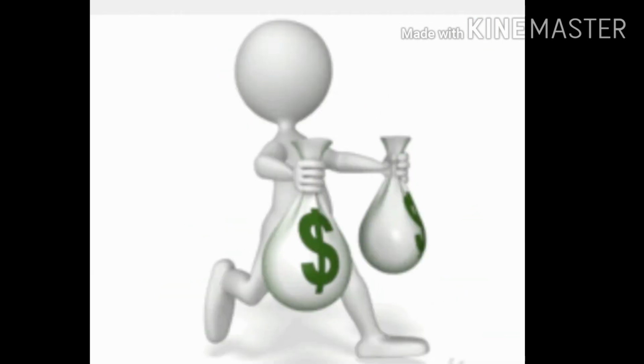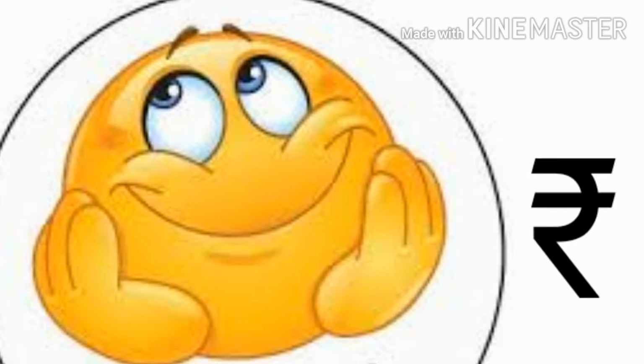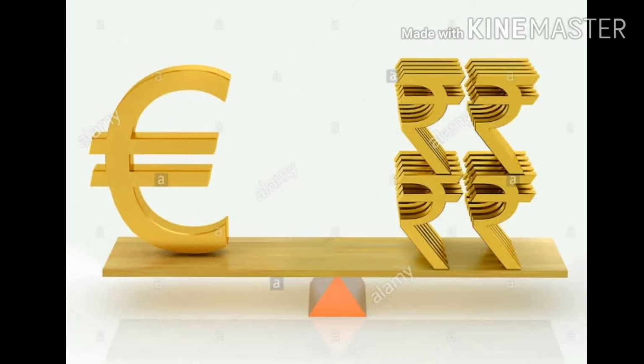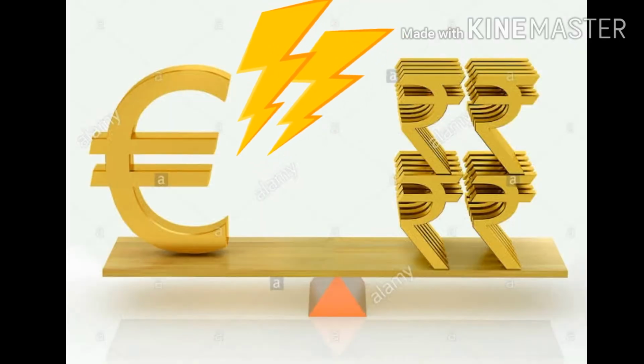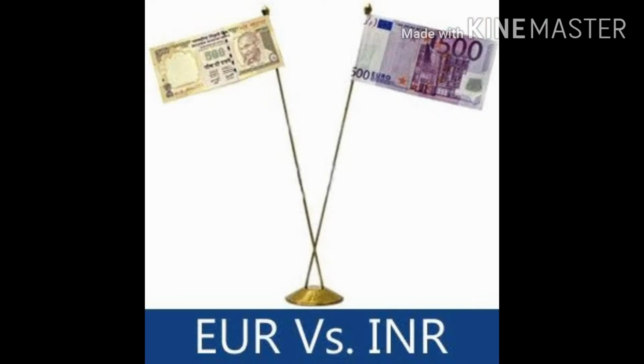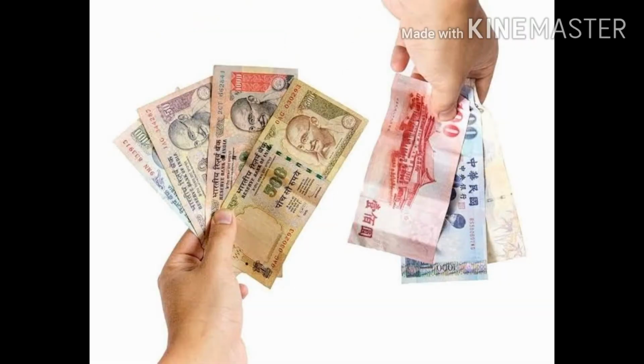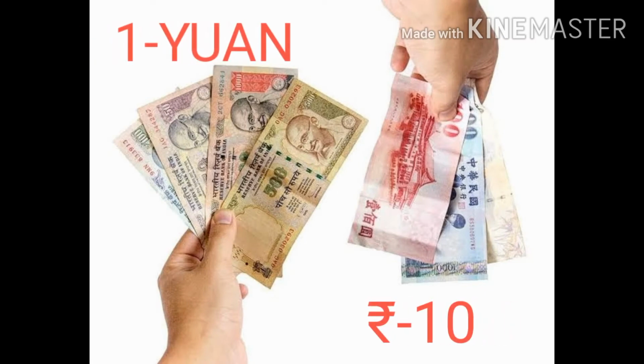Okay, let's start the comparison between Indian currencies and different countries' currencies. And I am sure that before the end of the video, you will learn something about our Indian currencies. 1 US dollar is equal to 75 Indian rupees. And the value of the euro is much higher than the American dollar. 1 euro is equal to 83 rupees, and 1 Chinese yuan is equal to 10 rupees.